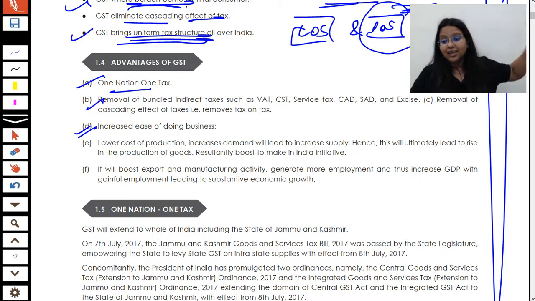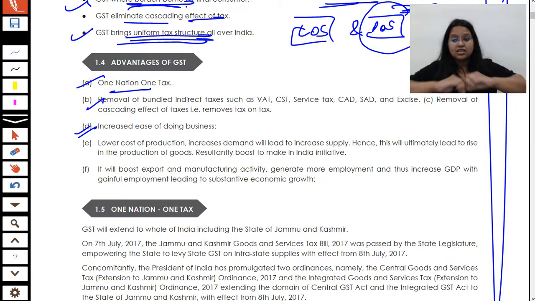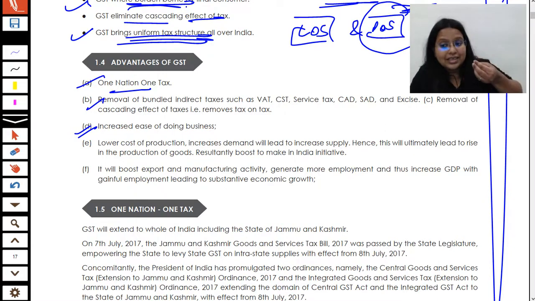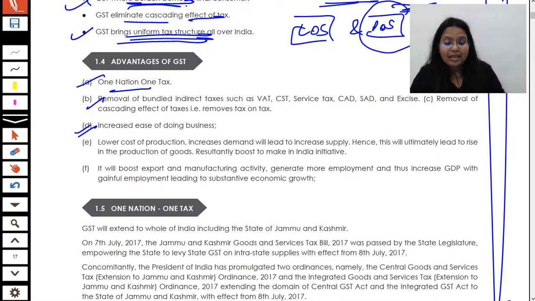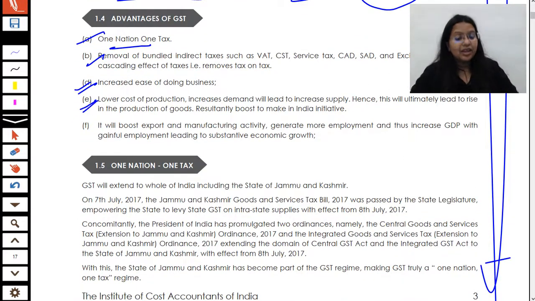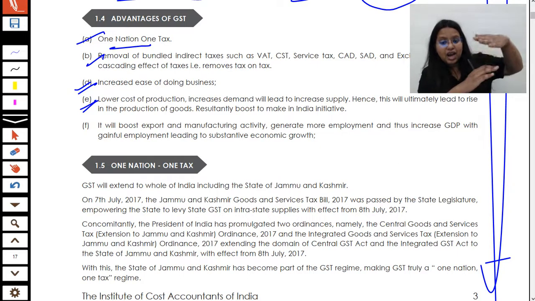When there was a system with a lot of taxes, there was a lot of complexity, because for every law we had to make separate records and file separate returns. But now, as all of that has been abolished, there is much increased ease of doing business. And because it has removed the cascading effect of taxes, it is very easy to do business now.